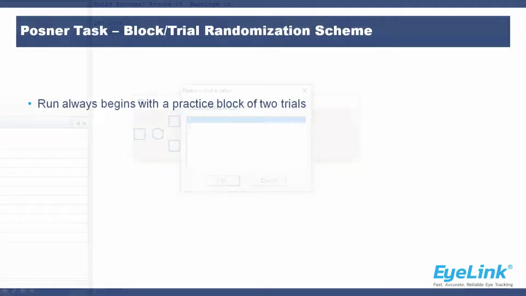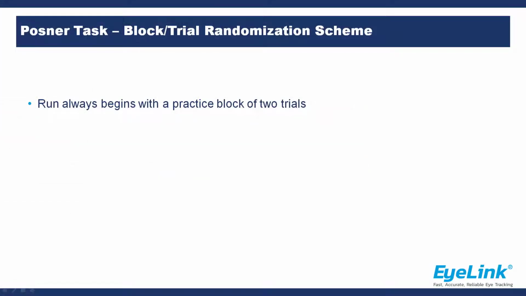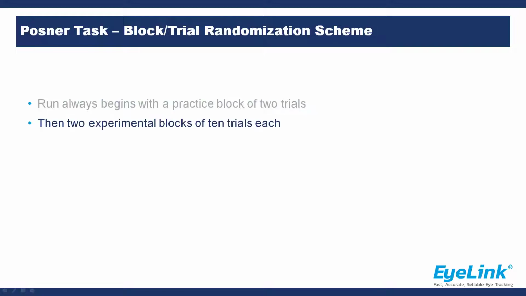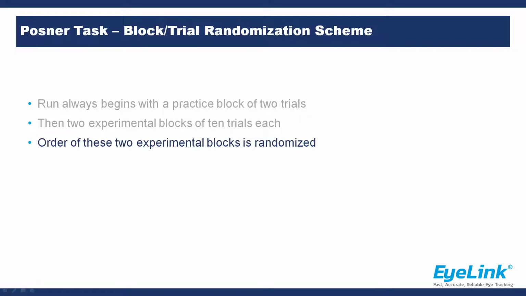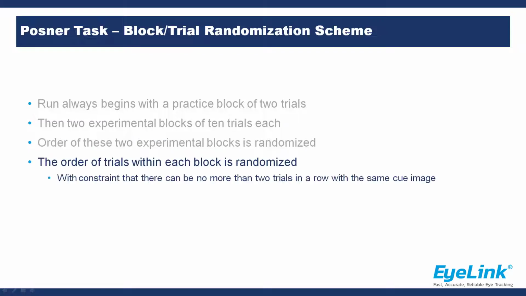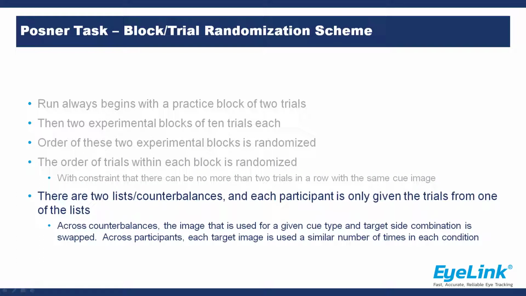The Posner task example has been set up so that the two practice trials always come first. Then there are two experimental blocks of 10 trials each. The order of these two experimental blocks is randomized. The order of trials within each block is also randomized. Finally, there are two alternative lists or counterbalances of the project, and each participant will only be given the trials from one of those counterbalances.